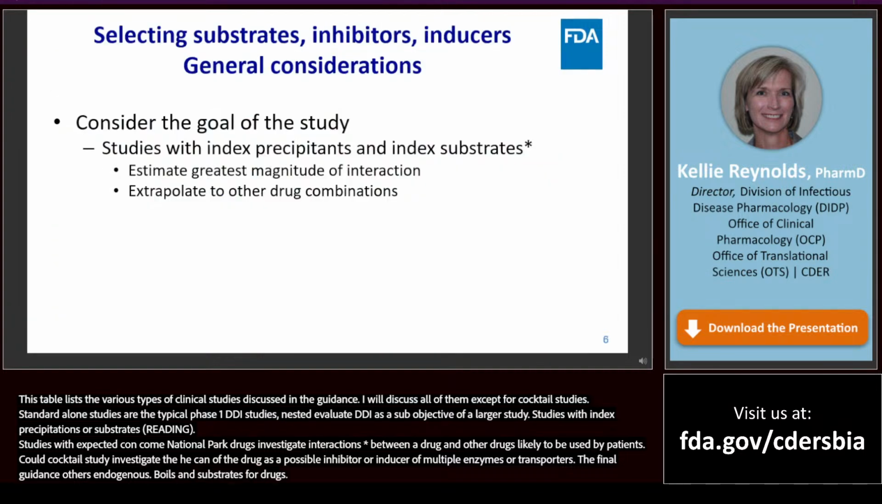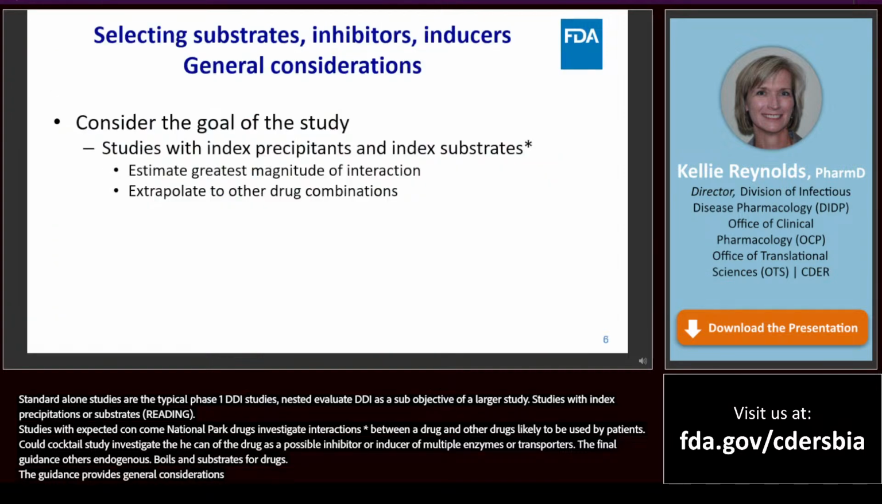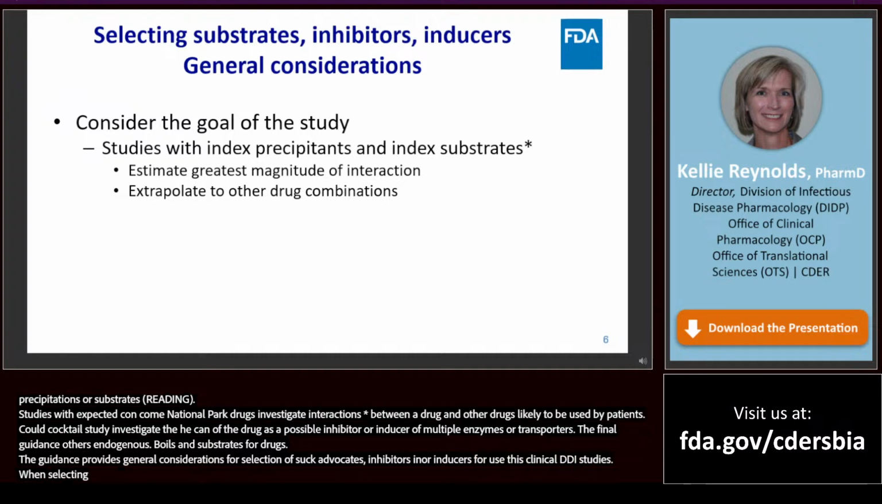The guidance provides general considerations for selection of substrates, inhibitors, and inducers for use in clinical DDI studies. When selecting the drugs, consider the goal of the study. Studies with index precipitants and index substrates estimate the greatest magnitude of interaction, and the results can be extrapolated to other drug combinations.